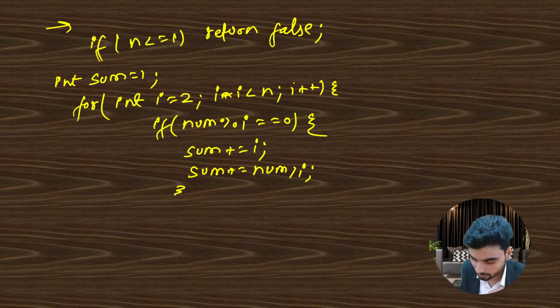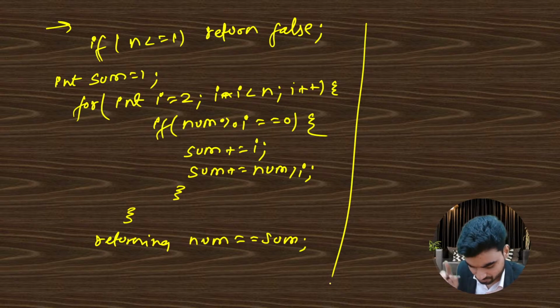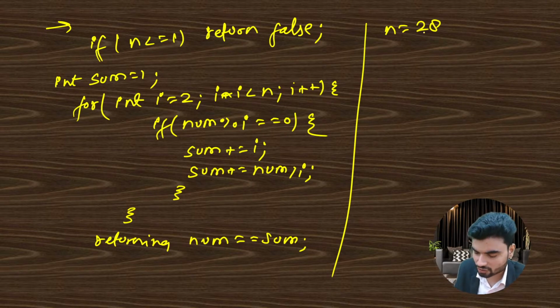So how is this working? At the end, I was returning num equals to sum, right? That's what I have done there. But how is this working? Now let's take an input which is 28. That's what was given, right?